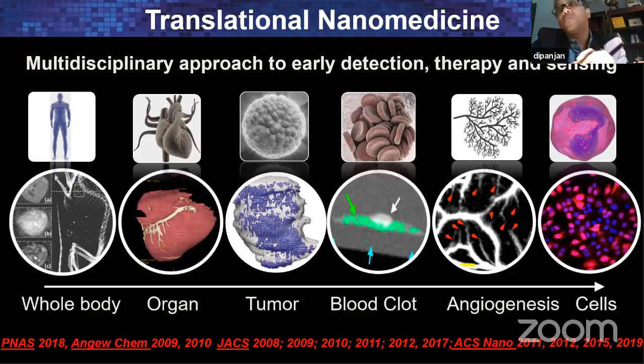And in order to do that, we combine different tools, for example, highly sensitive imaging tools, of course, by keeping the central essence of our research intact, which is the chemistry. So the foundation of our research is chemistry. So we bring novel chemistry approaches, but then utilize these different tools for bringing a multidisciplinary approach for early detection at a different scale. So from whole body to organ to tissue to blood clot or tumor, or angiogenesis, looking at developing new blood vessels, or even at a cellular level and at a molecular level.